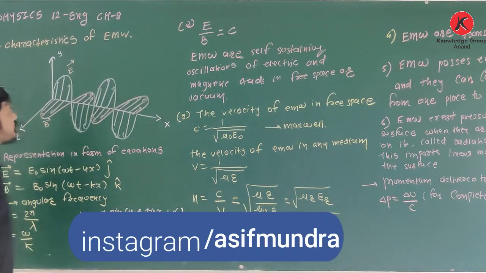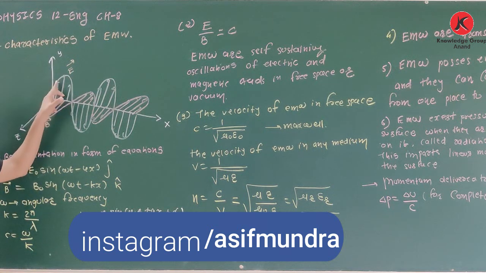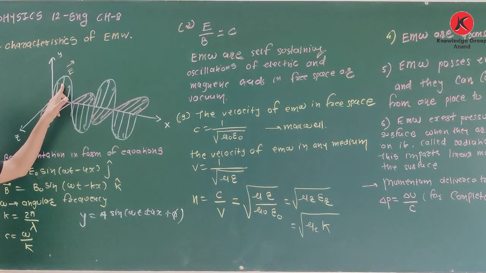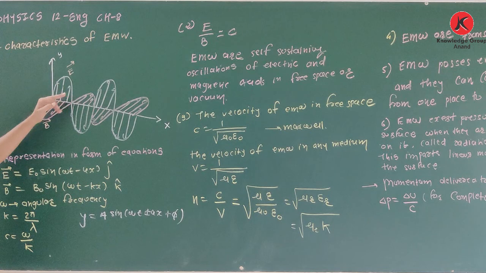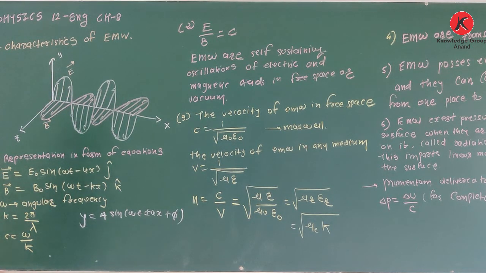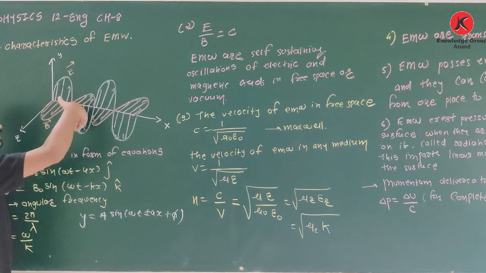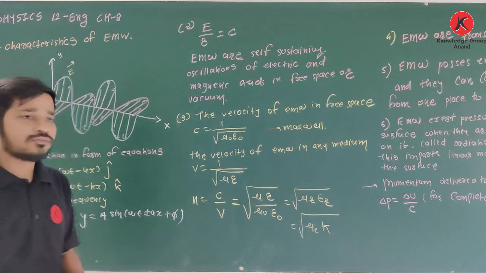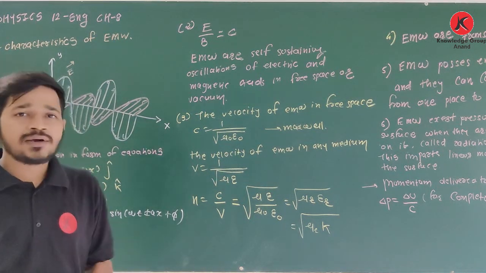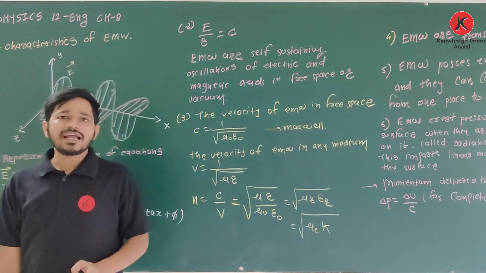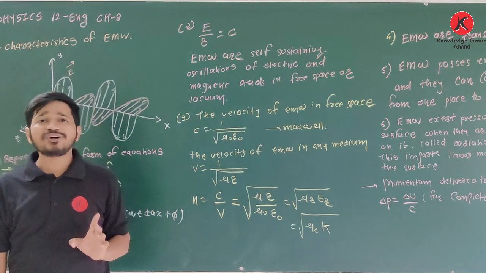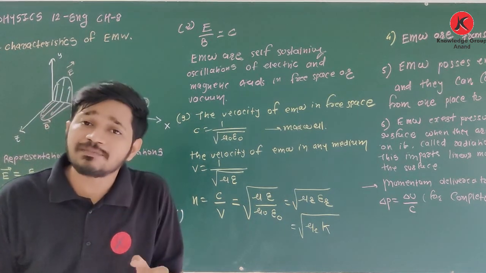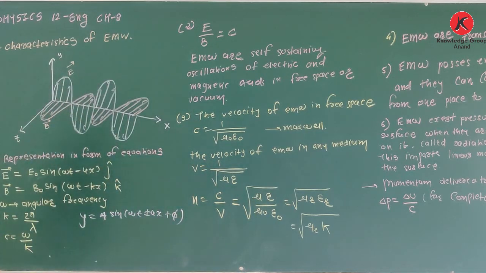Why j? Because it is clear that these electric field vectors are oscillating in the y plane only. Initially it is in the plus y direction, then minus y, plus y, minus y. Clear about this? So from this it is clear that in one electromagnetic wave, electric field vectors are only in one plane.